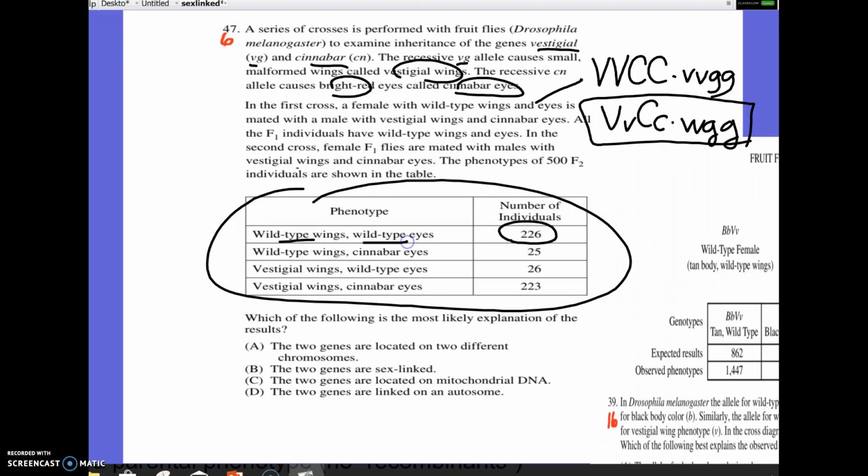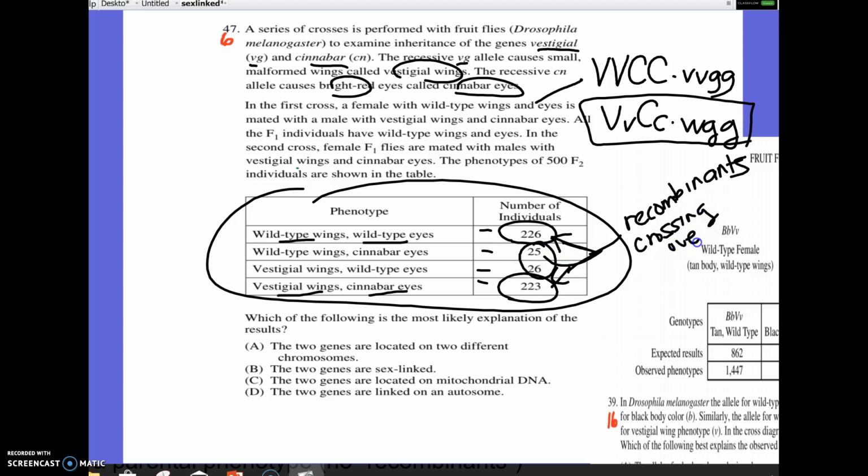226 look like this parent. 223 look like the other parent. And here are our recombinants. Now, why do we have recombinants? My point is this. If we had gotten all four about equal, we would say the genes are on two different chromosomes. If we get this result, where almost all of them look like one of the parents, and a few are recombinants, we say the genes are linked. Where are the recombinants coming from? They're coming from crossing over.